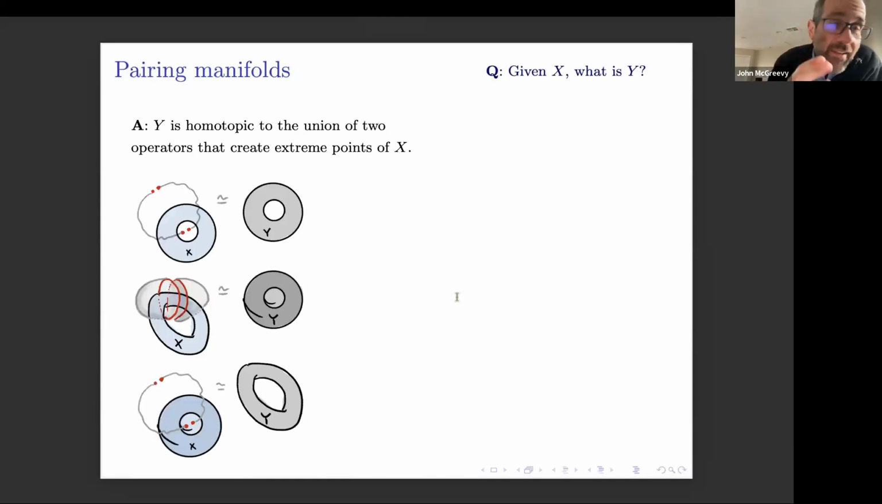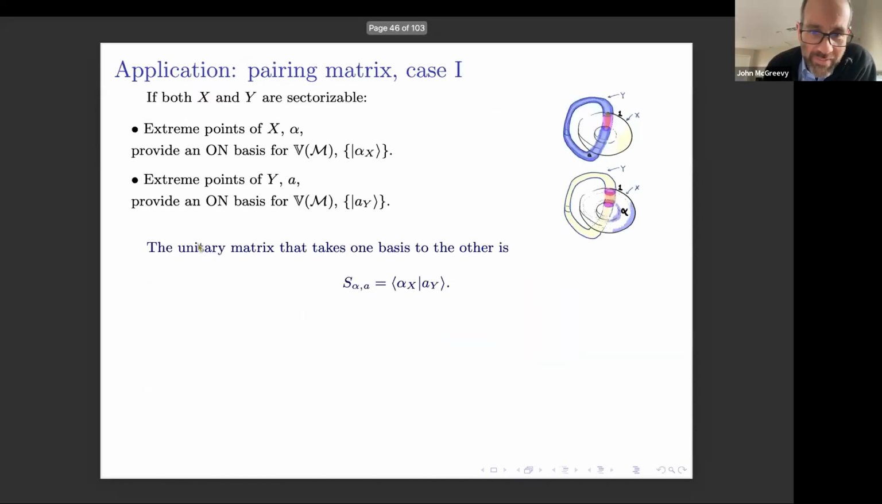You might ask, given a region X, what is the region that it's paired with? The answer is: consider the operator that creates extreme points of the information convex set of X. In the case of the annulus, that's this string segment here. Make two copies of those to cancel out the excitations, and it becomes a closed loop. The region that's paired with X is a region homotopic to that closed loop. So it's homotopic to the operator that creates a pair of excitations detected by the region. Here's a collection of examples of that statement.